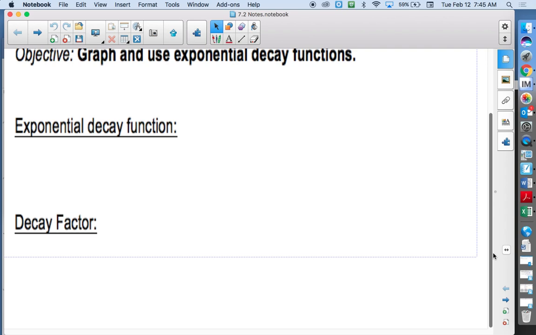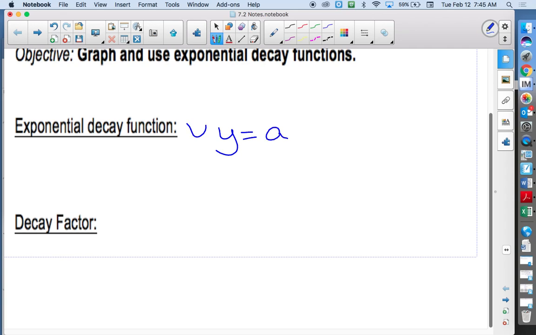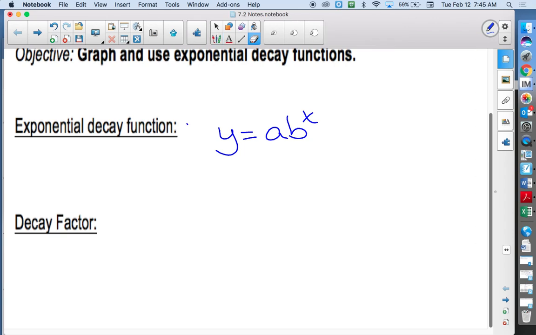So the exponential decay function is still the same. Equation: we still have that equation y equals a b to the x. So the equation isn't changing. The a value is still a positive number. That's not changing.